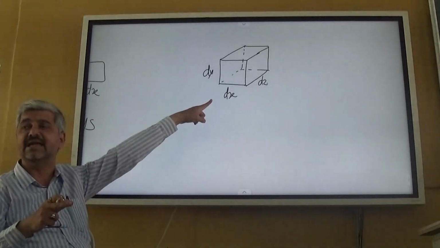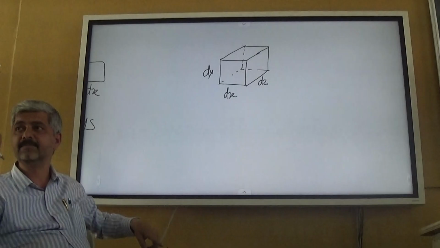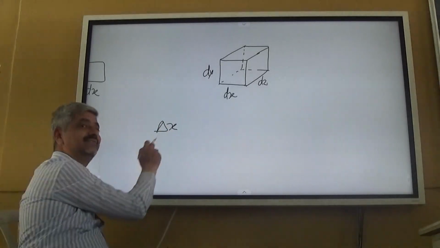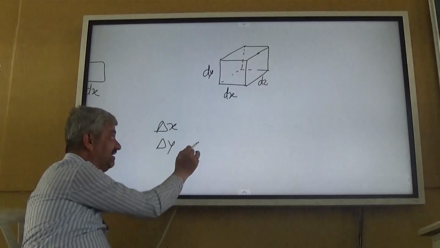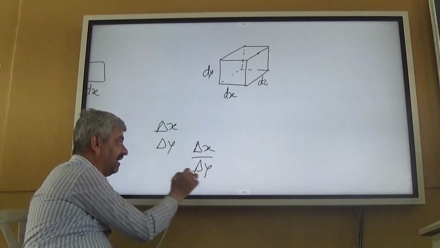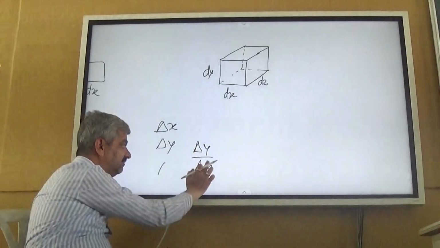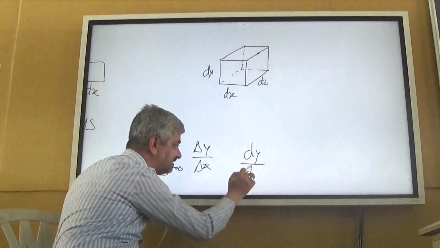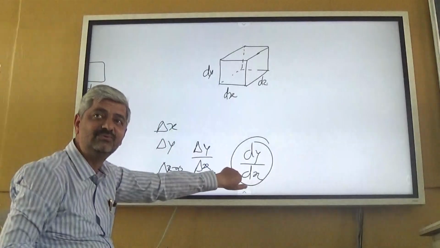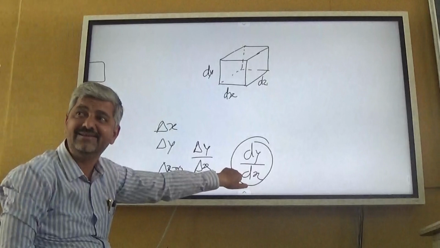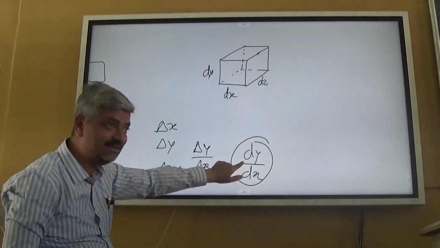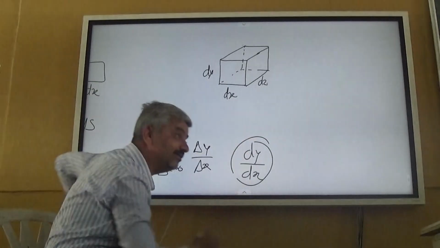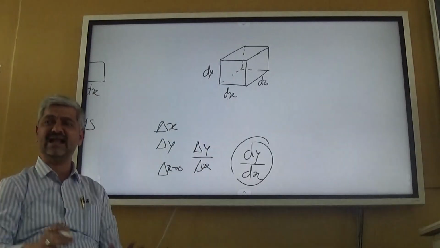dx has no independent existence. So when does dx exist? When we write it separately, we write delta x, delta y, and delta y upon delta x, as delta x tends to 0, we call it dy by dx. dy by dx has an independent existence. So if I say dy and dx have no independent existence, what is needed?